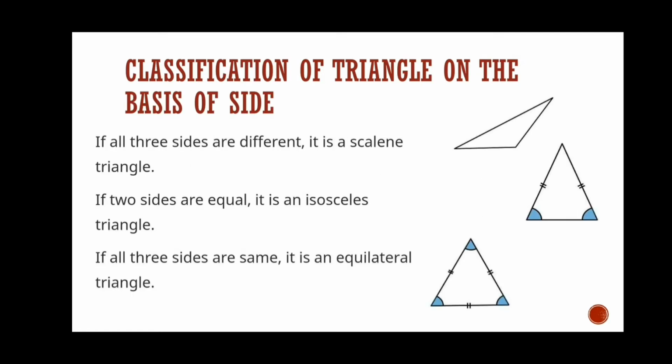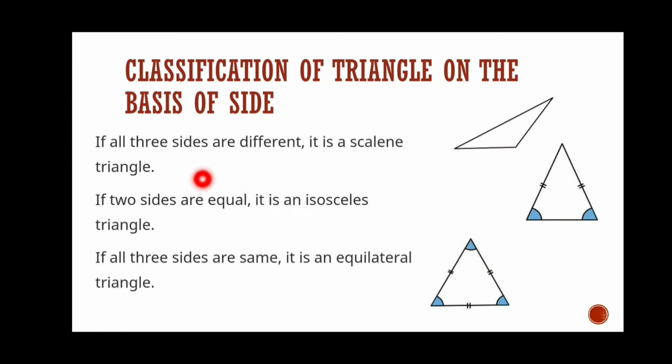Now classification of triangle on the basis of side. We have classified triangle into two categories. The first is on the basis of side and second is on the basis of angle. So on the basis of side there are three types of triangle. First is scalene triangle, second isosceles and third is equilateral.